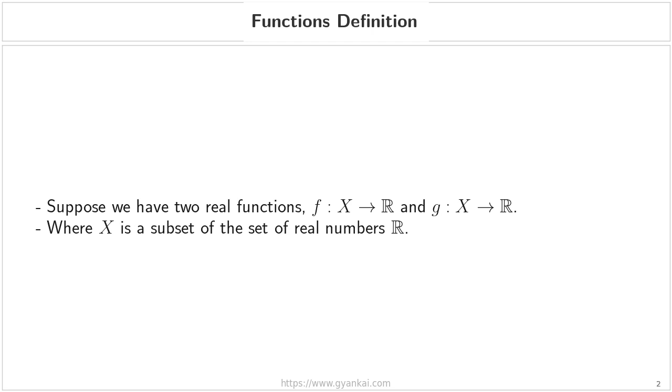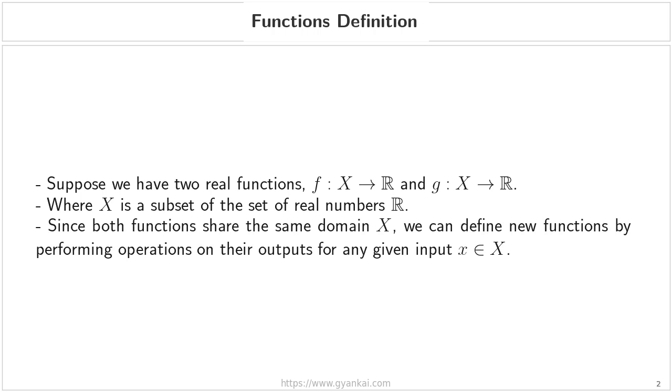Now, what exactly is this X? X represents the domain, and it is a subset of the set of real numbers, which we denote by the symbol R. The most important thing to notice here is that both functions, f and g, share this exact same domain, X. Because they share this common ground, we are able to combine them.